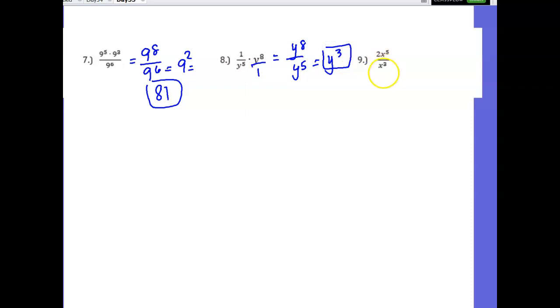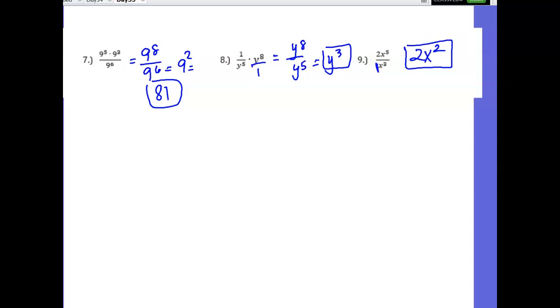Now this one, notice the coefficient down at the bottom is just 1. With the coefficients, you're still dividing. 2 divided by 1 is just 2. x to the 5th divided by x to the 3rd is going to be x to the 2nd power. So there's your answer there.